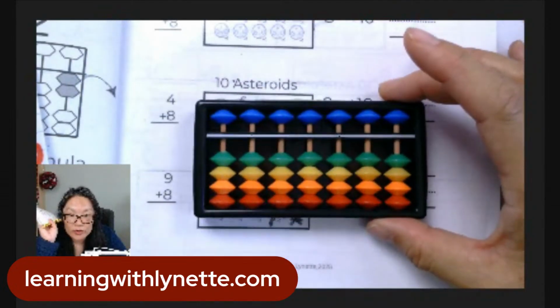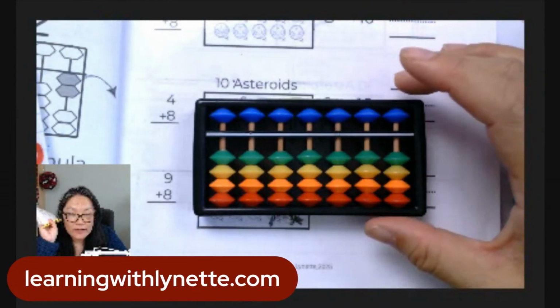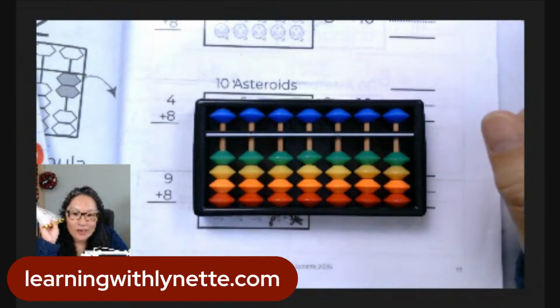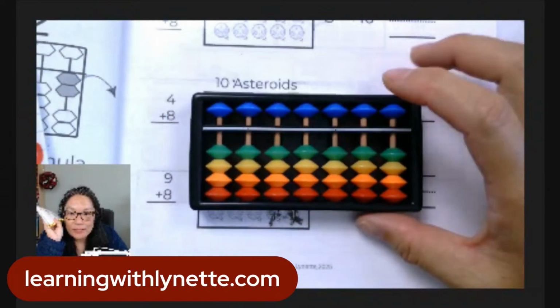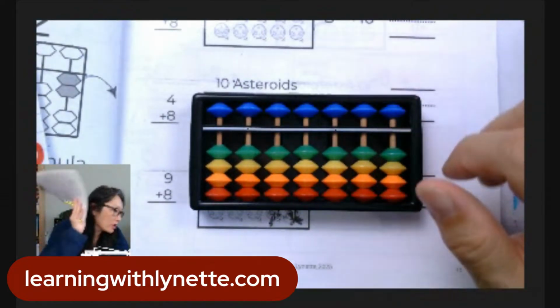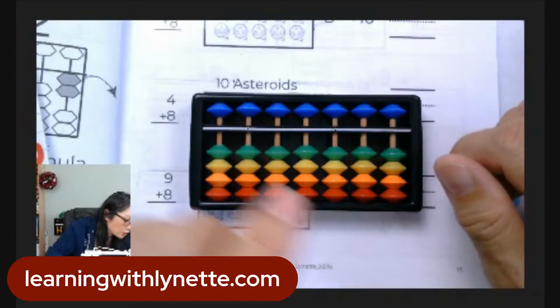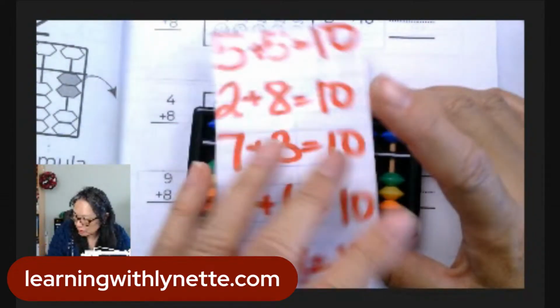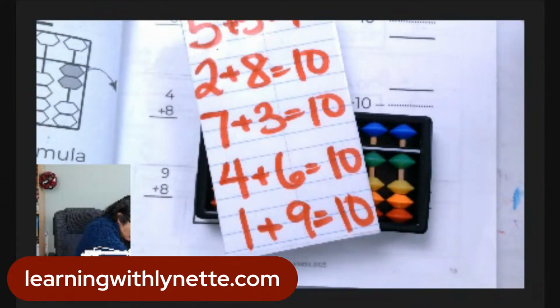Hello, Simbayan. So let's do a review. Thank you, Reeves. Welcome back. Thank you so much, Reeves, for the rose and for the heart. Wow, I didn't see you there. Okay, Simbayan, what we're going to do is count on the abacus. Let's do a review.